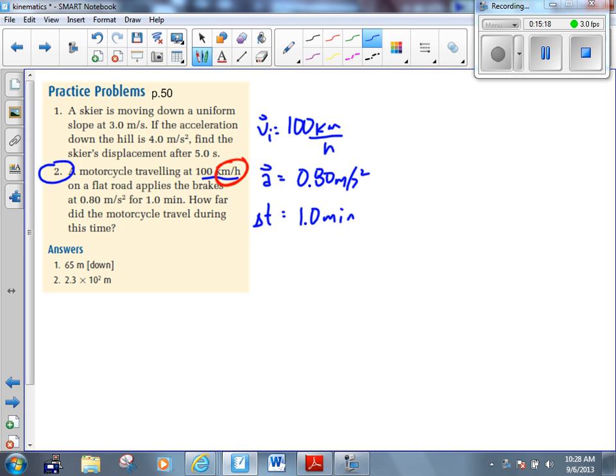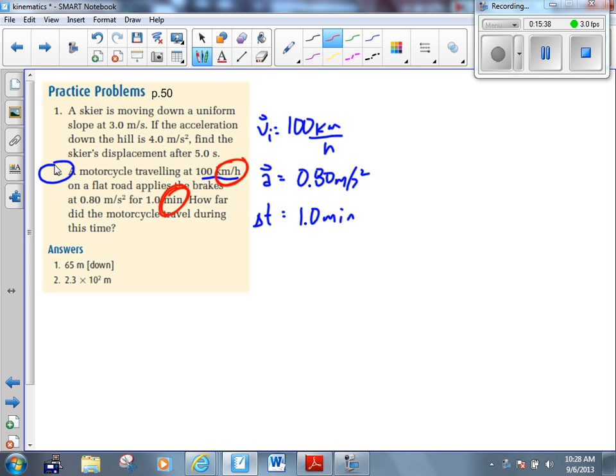Now, a couple little things here. That time in minutes, we probably don't want to be in minutes here. When you're doing v equals d over t, the standard units are meters and seconds, although you can really use whatever you want. When we're using acceleration, we've got to be in meters and we've got to be in seconds. So this time of 1 minute, we want to convert that to seconds. We'll deal with that in just a moment.